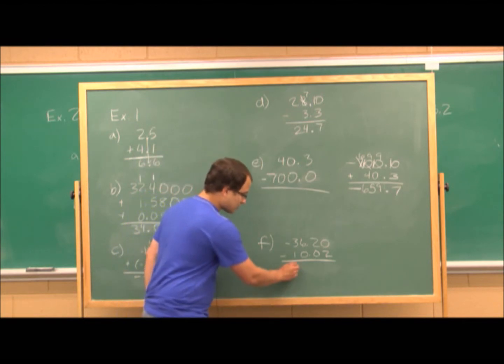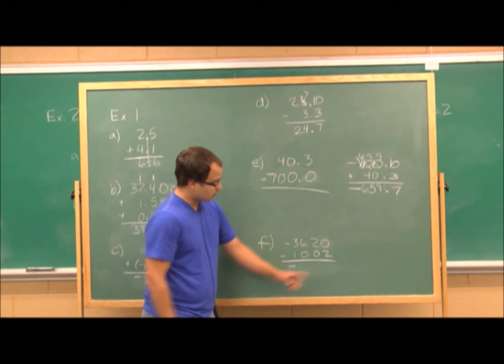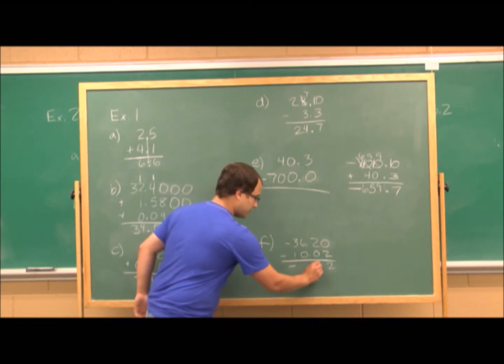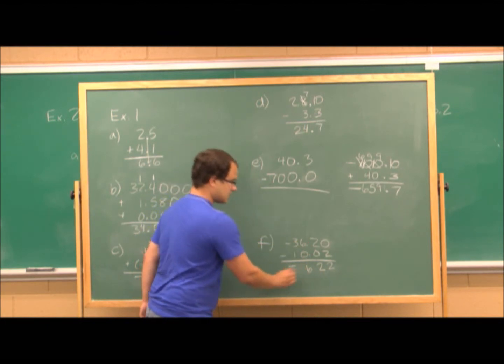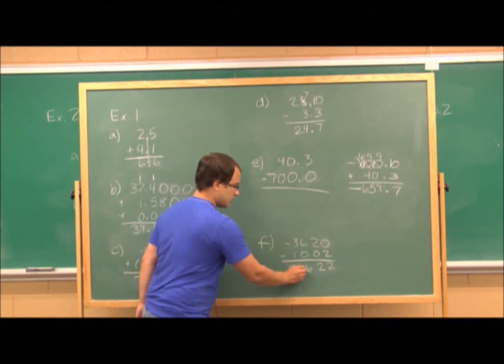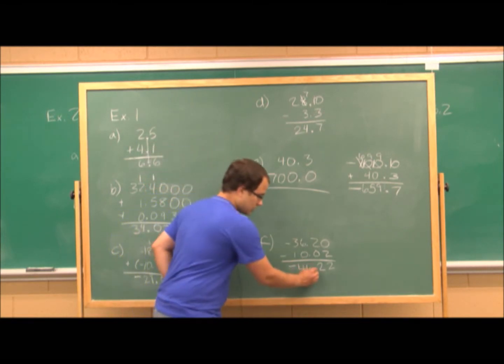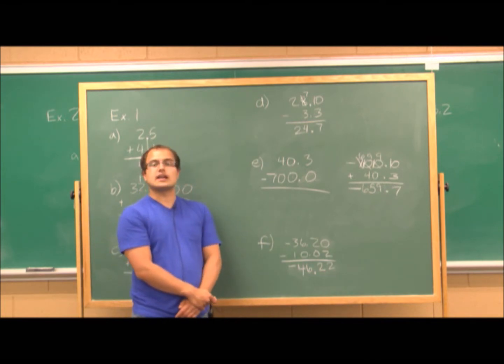So I know my answer is going to be negative, so I'm just going to write it there so I don't forget. 0 plus 2, 2. 2 plus 0, 2. 6 plus 0, 6. 3 plus 1, 4. And then you drop the decimal place down so it lines up correctly. So the answer is negative 46 and 22 hundredths.